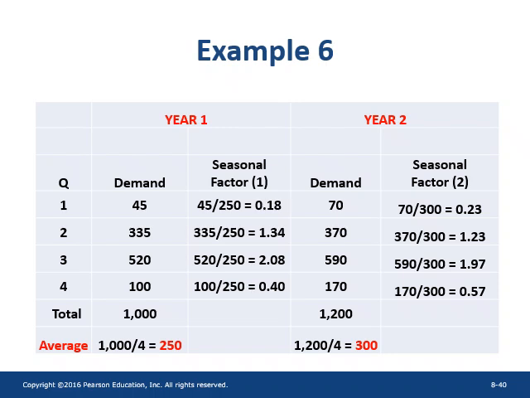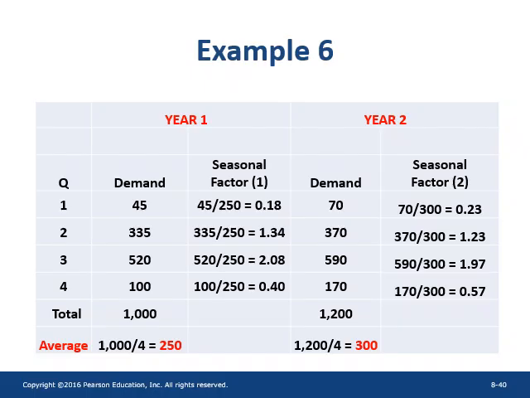Period 4, 0.4. The next year, year 2, we saw 1,200. So a quarter of 1,200 is 300. That's the average. In period 1, we found 70 units of demand. So 70 over 300 is 0.23. So the seasonal impact was to reduce demand from the average to 0.23, or 23% of the average. Period 2, demand was 1.23 times the average, or 23% above the average, and so forth. So you'll notice that in quarter 1, the seasonal factor in the first year was 0.18, seasonal factor in the second year was 0.23.